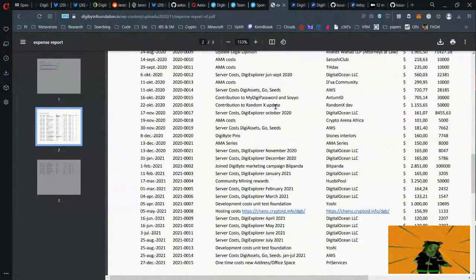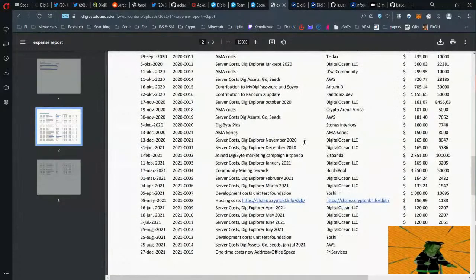But the things that are really 'huh' type stuff are as you keep going down. You can see here contribution to RandomX updates. They actually assisted in RandomX, and that's going to be more important here in a few minutes. We can see they're doing a lot with different companies, DigitalOcean being a major access point for servers for them. All the way back in 2015, I think, DigitalOcean was the cryptocurrency server solution. So that was common.